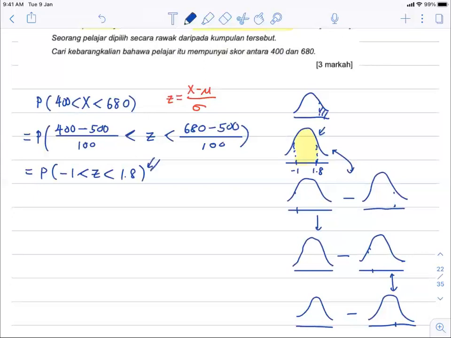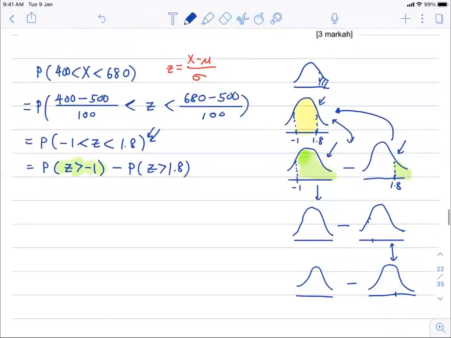So we are unable to directly find the probability from the Z-score table for a range like this. So we need to break this thing up. We can rewrite this as probability Z greater than -1 minus probability Z greater than 1.8. In the form of a graph, it actually looks like this. This is -1, so Z greater than -1 is on the right-hand side. And then we want to draw Z greater than 1.8. 1.8 is here, and greater, so it's on the right-hand side. So this area minus this area would be equal to the area above. So they are equivalent.